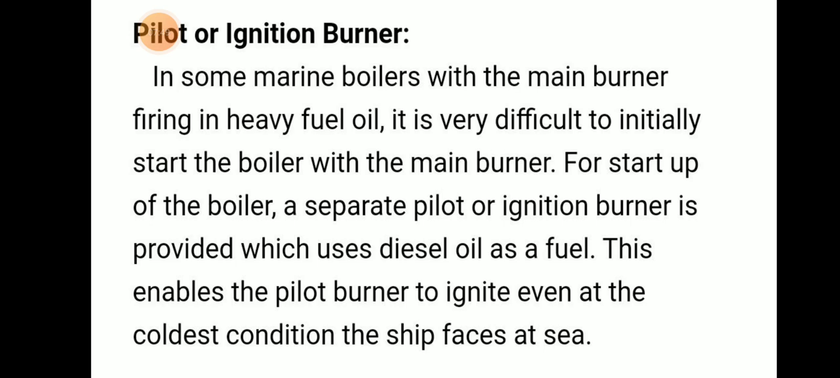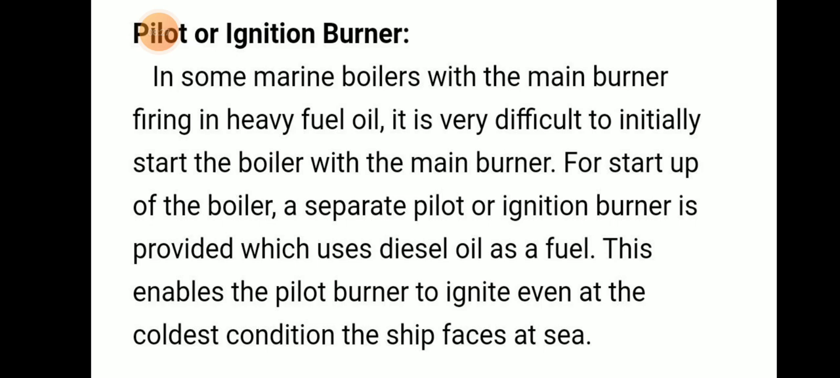Pilot or ignition burner. In some marine burners with the main burner firing heavy fuel oil, it is very difficult to initially start the boiler with the main burner. For startup of the boiler, a separate pilot or ignition burner is provided, which uses diesel oil as fuel. This enables the pilot burner to ignite even in the coldest conditions of the ship at sea.